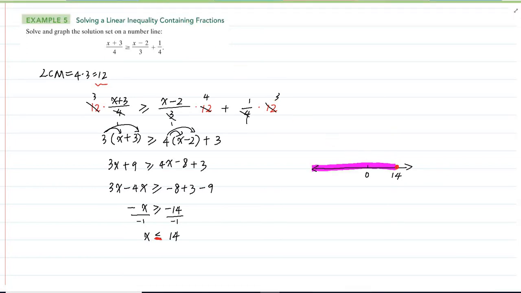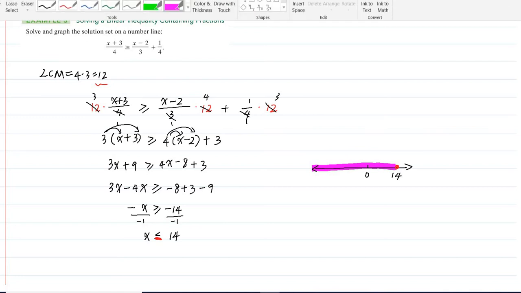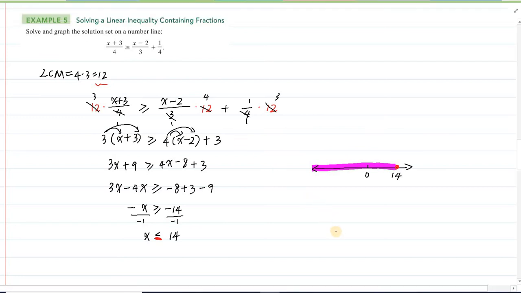So that is my solution on the number line. Now we have to write this in notation form. We said we have to always start from the left to the right, right? In this case, if I go to the left, that will go on forever. So that's why we're going to have parenthesis, negative infinity, comma, and we're going to end at 14. Since it's less than or equal to, we have to use a bracket. That is our final answer.